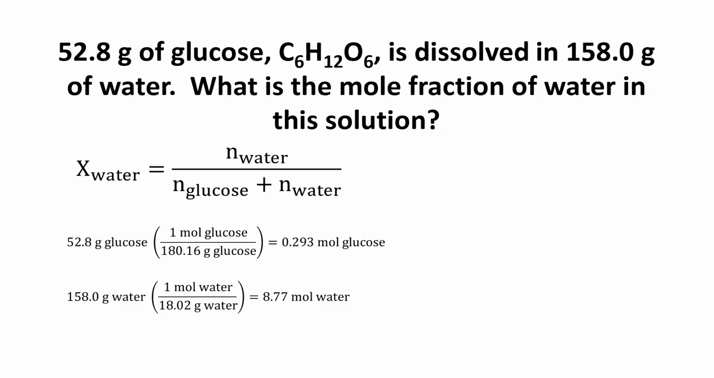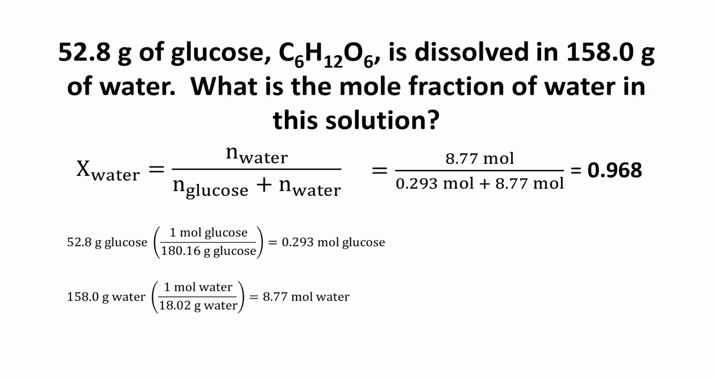And now we need to put that all together again into our mole fraction relationship. And that is that the mole fraction of our water is the moles of water, 8.77 moles of water, divided by the total moles. That's our moles of glucose, 0.293 moles, plus the moles of our water, 8.77 moles, and our mole fraction is 0.968. So that is the mole fraction of water. As a side note, all the mole fractions have to add up to 1. So we already know the mole fraction of our glucose then is 1 minus the mole fraction of water, or 0.032.